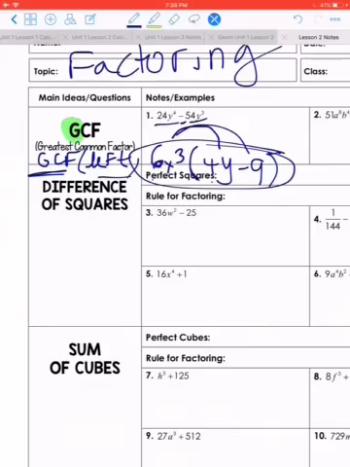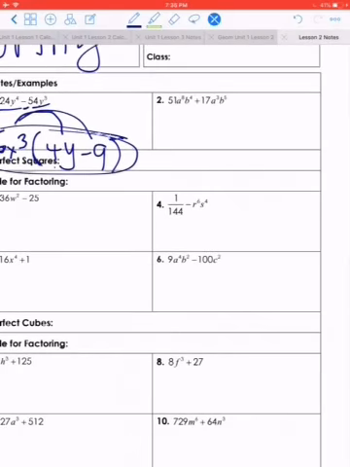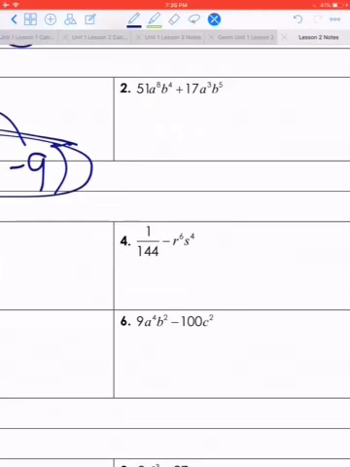Okay, so let's do one more just for factoring. 51, a to the 8th, b to the 4th, and 17, a to the 3rd, b to the 5th. So what I notice about 17 is that it's prime. Therefore, I'm going to see if 17 goes into 51. And it does 3 times. Okay, so what's in common with both of them? The greatest number is going to be 17.